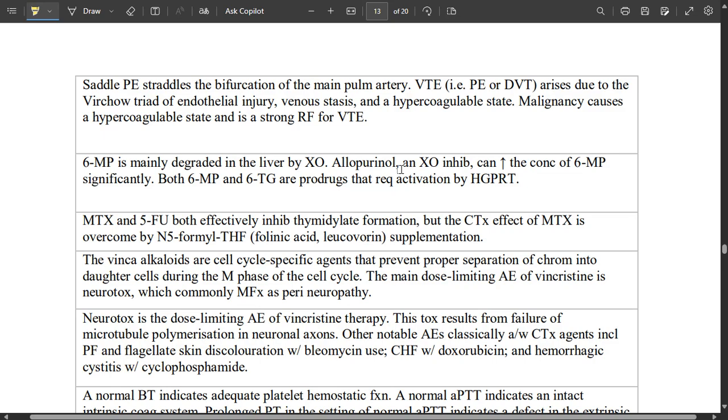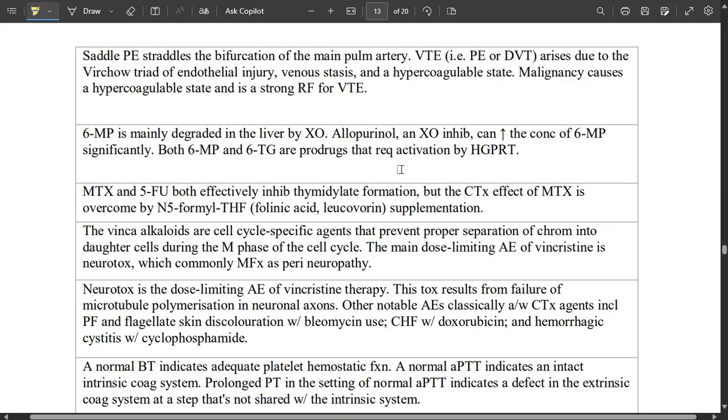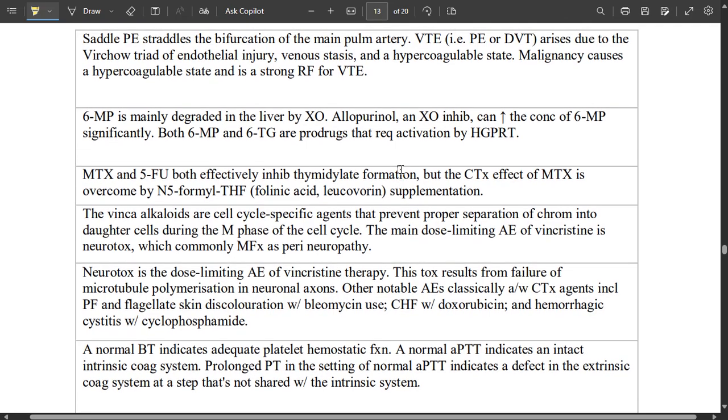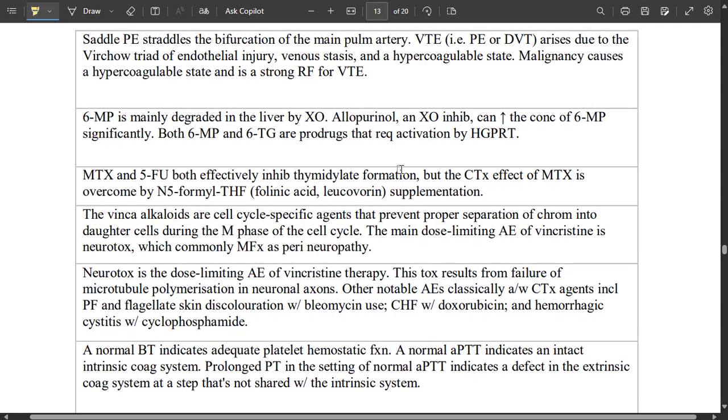Thrombus formation in malignancy is a result of cytokines which cause endothelial injury, venous stasis, or stasis of the blood, and a hypercoagulable state. So saddle pulmonary embolism must always be ruled out, as it is the result of DVT or deep vein thrombosis.